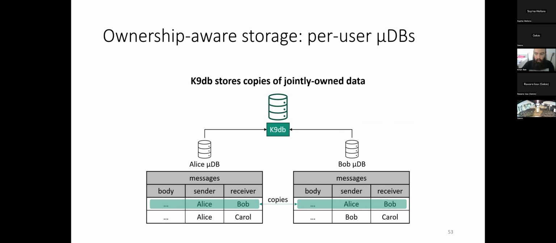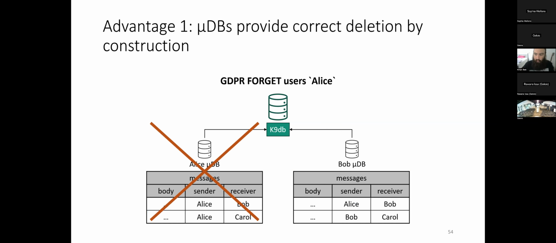One important consequence of this design is that K9db stores copies of jointly owned data in the microdatabases of each of its owners. This seems unorthodox, but it actually offers three advantages that are critical for compliance. Let me show you what these are. First advantage is that this design actually simplifies handling access and deletion requests of shared data. For example, when Alice requests deletion of her data per the GDPR, it is sufficient to remove her microdatabase because that's where all her data is.